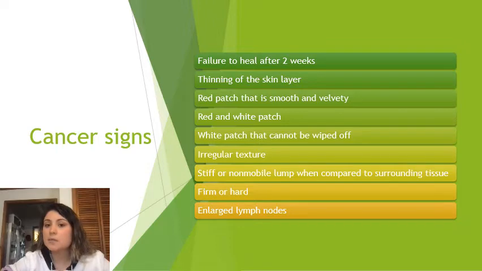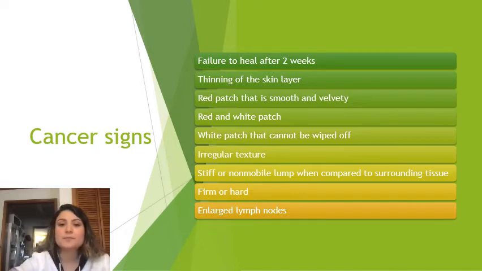So once again, the biggest signs: if it's been more than 2 weeks, if it's a lump or something that is very hard and won't move, if it's a very irregular texture, and then the colors, look out for red and white colors that can't be rubbed off. All right, so let's continue.